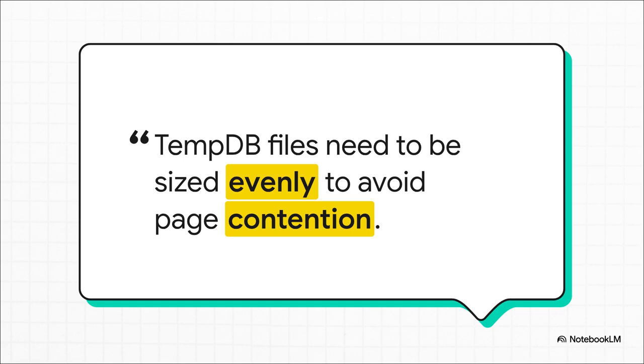Okay, listen up, because this part is absolutely critical. Your files have to be the exact same size. See, SQL Server uses something called a proportional fill algorithm, which is a fancy way of saying it sends more work to the file that has more free space. So if one file is bigger, it gets hammered with all the traffic, and you've just gone and created the exact same bottleneck you were trying to eliminate. So yeah, equal sizing, it's totally non-negotiable.